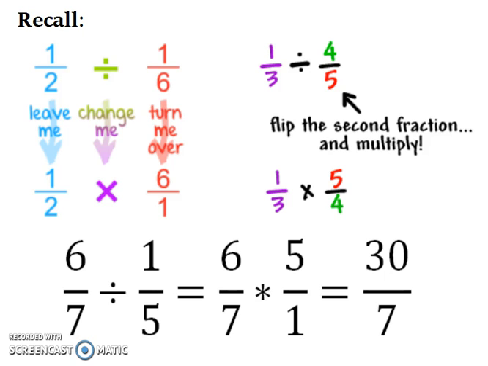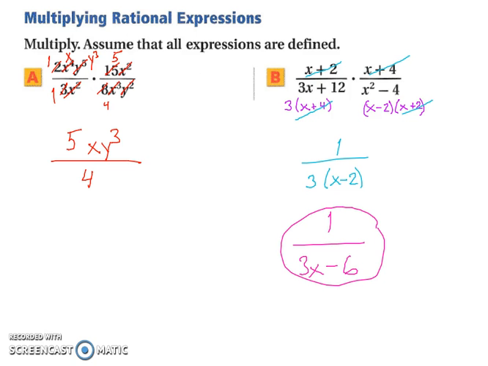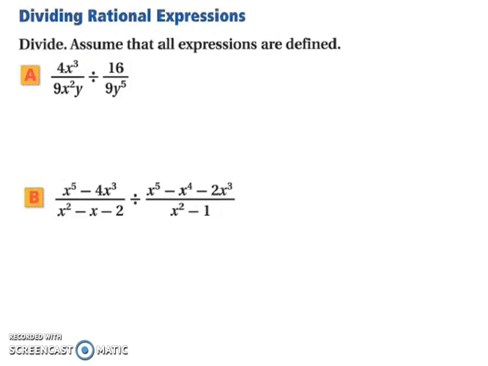So you're essentially going to do the same thing you were doing here, only before you multiply, you need to flip the second fraction and then multiply. So for this one here, for example, we're going to have 4x to the third over 9x squared y, and then to multiply, we're going to have 9y to the fifth over 16.